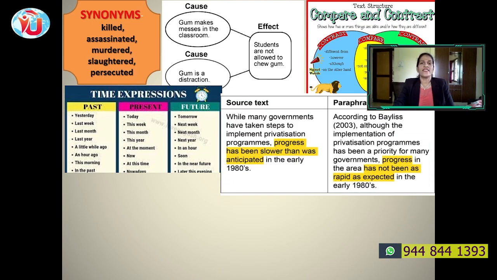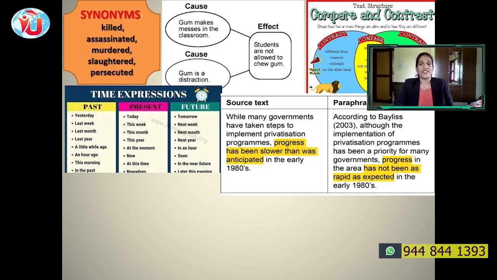Next one is paraphrasing. We always talk about paraphrase, but we do not know what a paraphrase is. Those who don't understand what a paraphrase is, I have given an example here. You just see the meaning is the same, but it is paraphrased. "While many governments have taken steps to implement privatization programs, progress has been slower than was anticipated."